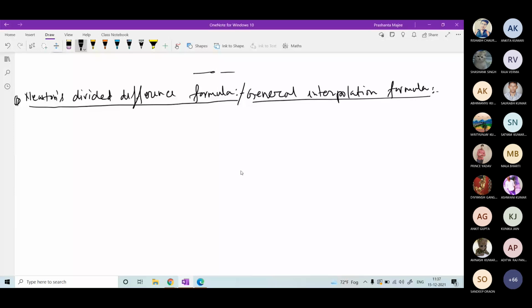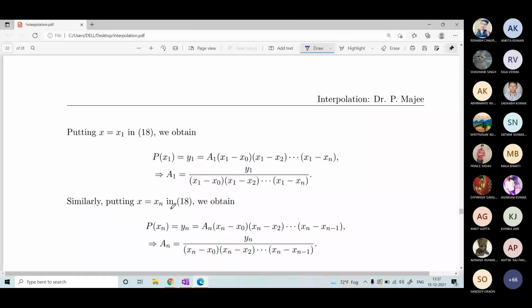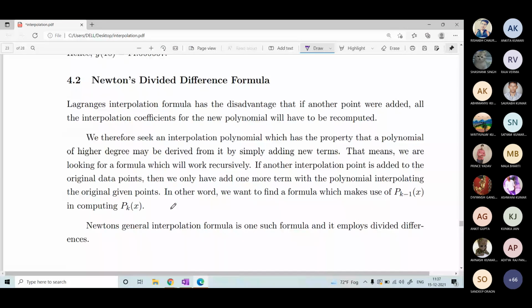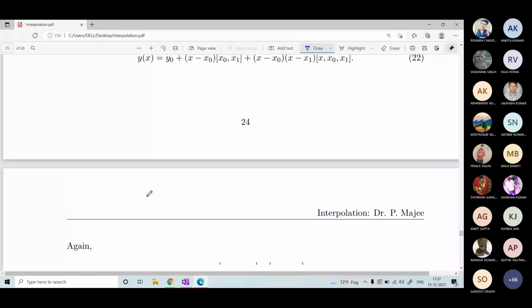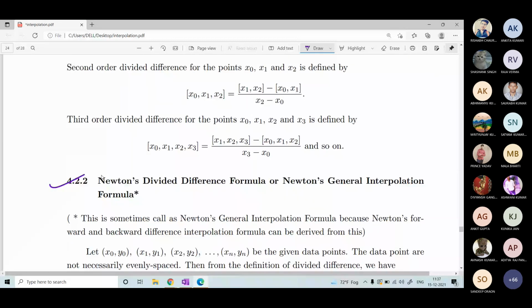Okay, so let me show it from the PDF. So we are planning to study Newton's divided difference formula. First you have to understand what a divided difference is. Then only you will be able to create the formula. Is it okay?